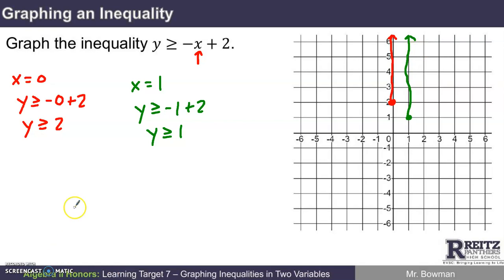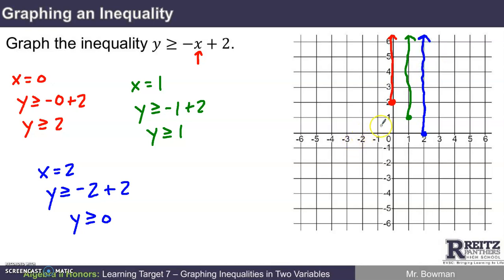Let's do a couple more of these. Let's do x equals 2. If x is 2, I get the inequality y is greater than or equal to negative 2 plus 2, or y is greater than or equal to 0. So for the line when x is 2, I need 0 for y, or greater. Any of those points solve this inequality. What I realize is that a whole range of things, a whole series of ordered pairs, will solve this inequality, not just a few numbers.